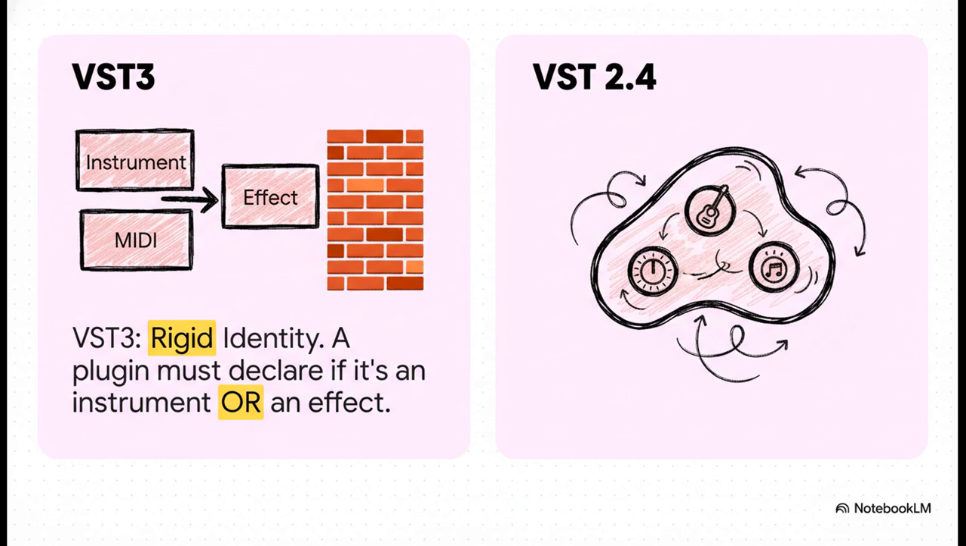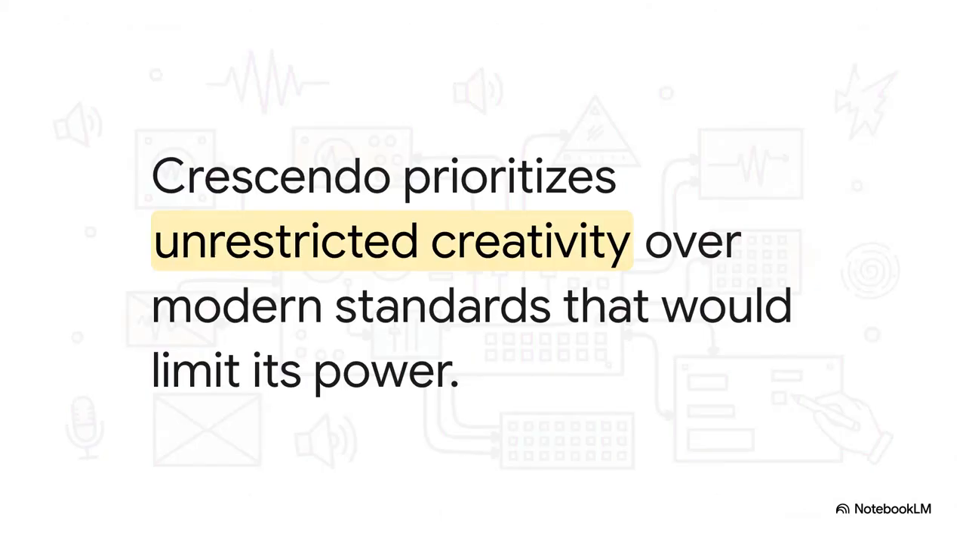But the older VST 2.4 standard is way more of a free-for-all. It lets a single plugin be an instrument, an audio effect, and a MIDI effect all at once. And for a tool like this, a tool that can literally shapeshift depending on the code you give it, that flexibility is absolutely essential. So you see, this wasn't some kind of mistake or oversight. It was a very deliberate choice. The whole philosophy behind Crescendo is to put unrestricted creativity first, even if it means sticking with an older standard that doesn't get in the way.